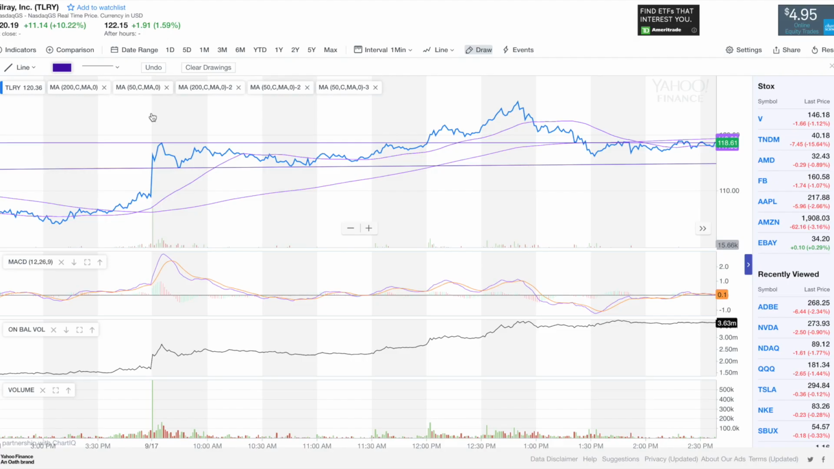So here's a real-life example of what an ABCD pattern looks like. This is based off the stock Tilray, ticker TLRY. The first thing we want to look for in the ABCD pattern, like we spoke about, is the uptrend. You can see clearly that this stock opened very strong today. It eventually hit a resistance line right here and we formed our first letter, A.